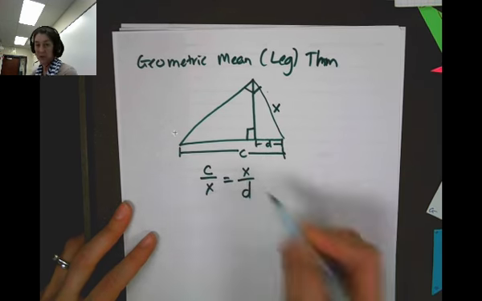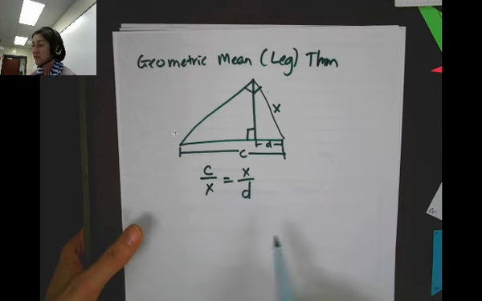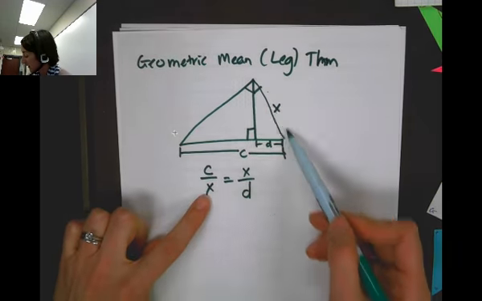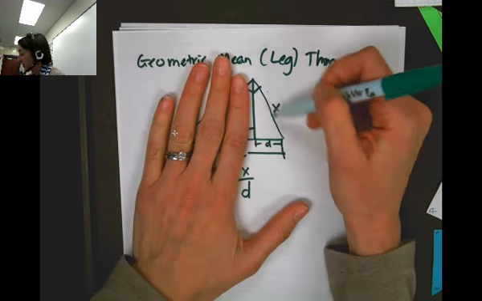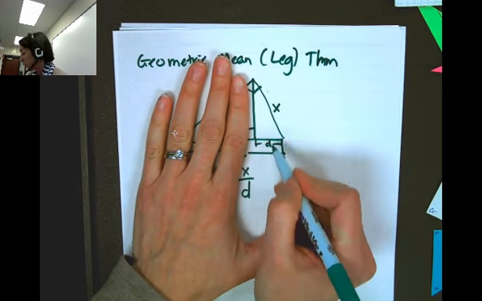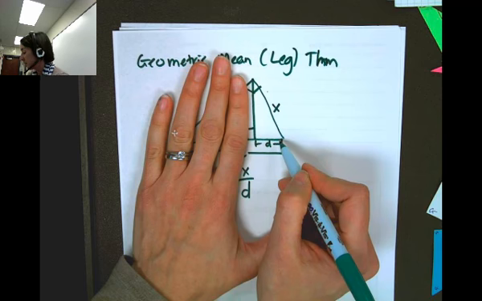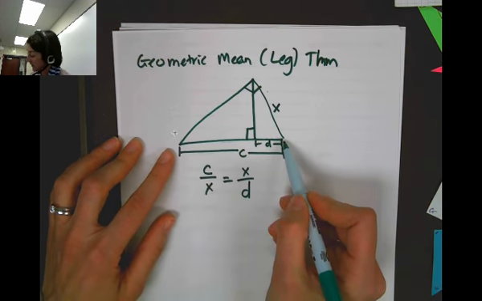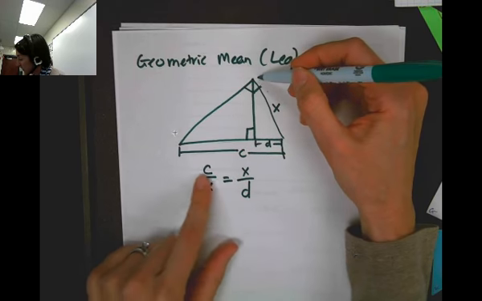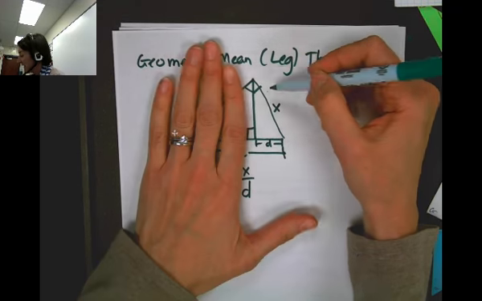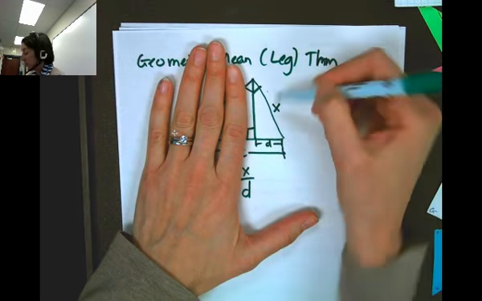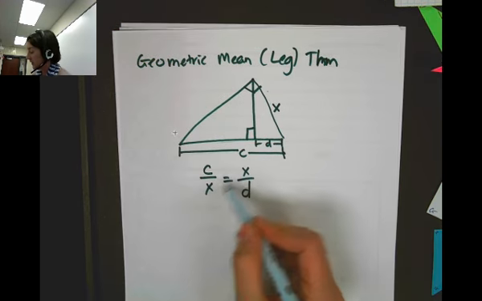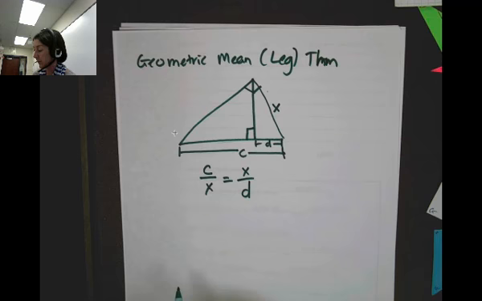I just used different letters to have it different from the last example. The hypotenuse of the big triangle is to the short leg as the hypotenuse of the little triangle is to the short leg in the little triangle. One more time: hypotenuse of the big triangle is to short leg of the big triangle as hypotenuse of the little triangle is to short leg of the little triangle. And then that X is the geometric mean, which we learned a few lessons ago.